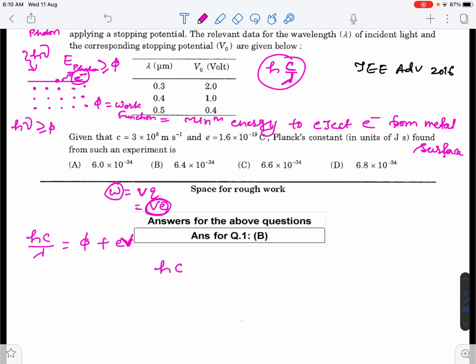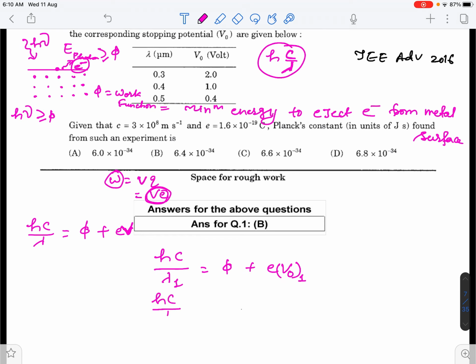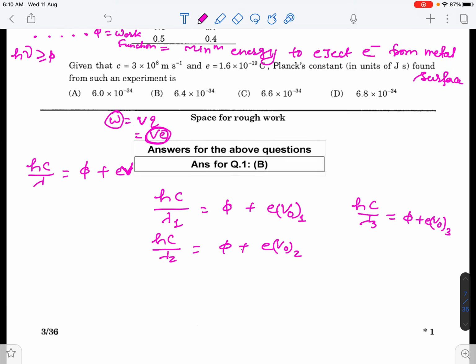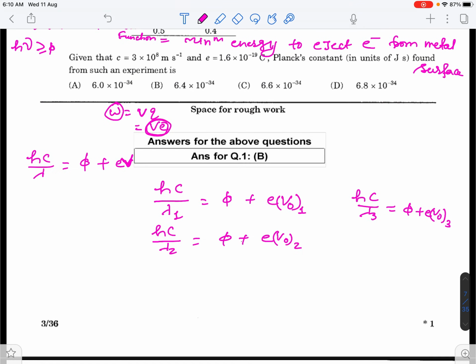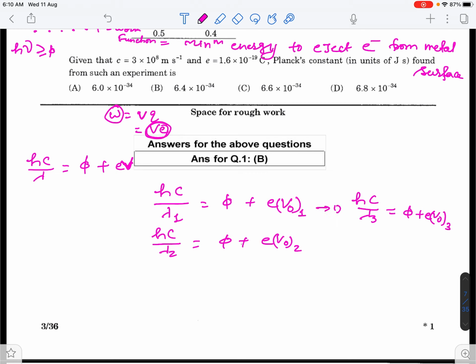Now I'm solving this question with the help of this equation. First, h c by lambda 1 is equal to phi, the work function, plus e V naught 1. Similarly, for the second, h c by lambda 2 is equal to phi plus e V naught 2, and for the third, h c by lambda 3 is equal to phi plus e V naught 3. We have limited space here, as JEE Advanced provides limited space, so I'm using just equation 1 and equation 2 and subtracting. h c by lambda 1 minus h c by lambda 2 is equal to e into V01 minus V02, as phi cancels; the work function will not change for a particular metal.